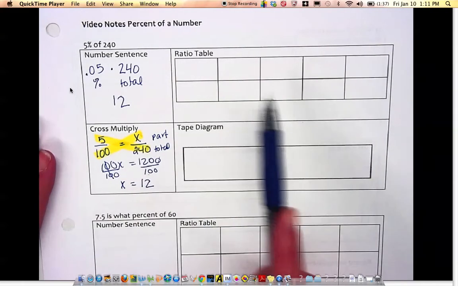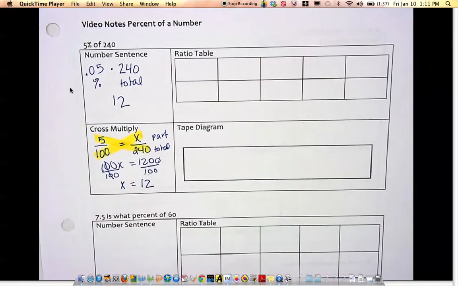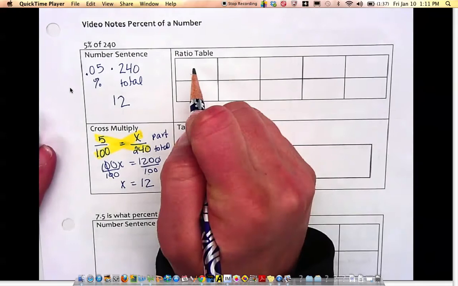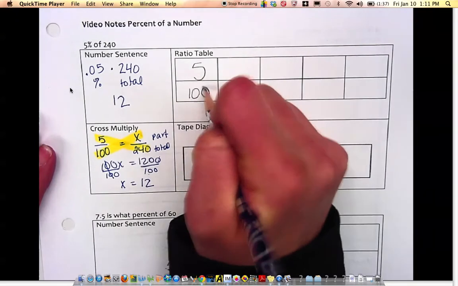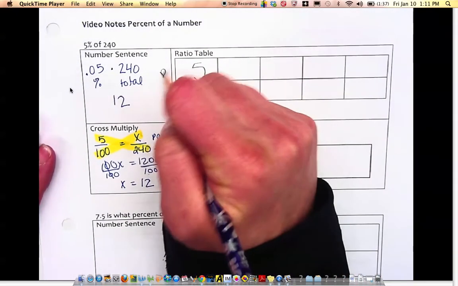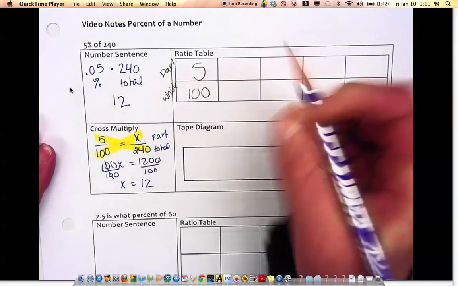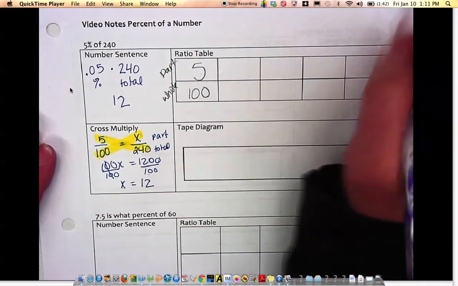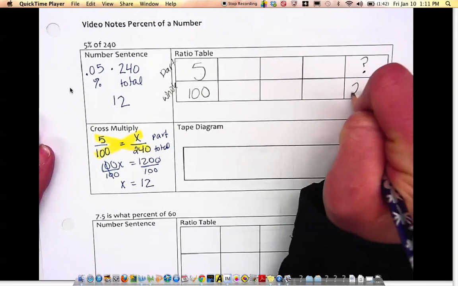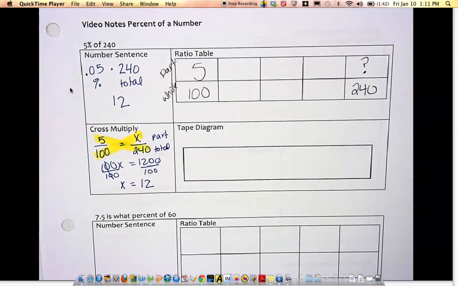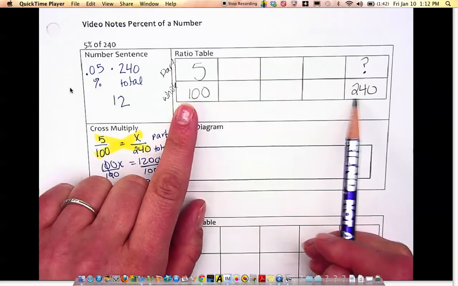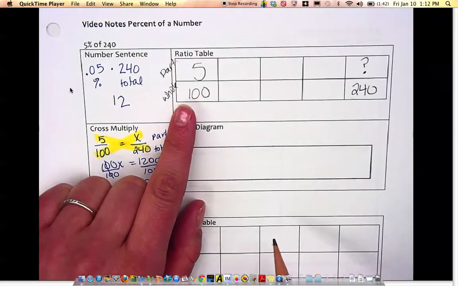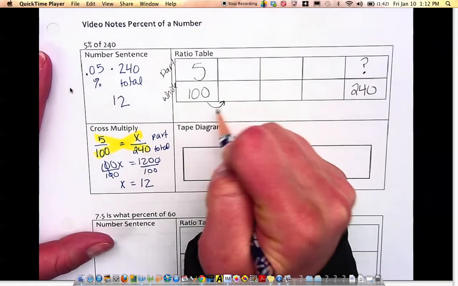So now we're going to look at how we can do this with a ratio table and a tape diagram. So I'm going to go to the ratio table next. I'm going to do this in pencil. I'm going to start with my 5 and put that out of 100. So here's my part and my whole. So maybe I'm going to label that on my ratio table, part to whole. And what I'm trying to figure out is what is the part out of 240. So I think I'm first, because I have to get from 100 to 240, going to divide by 5. So let's see what happens when I do that.